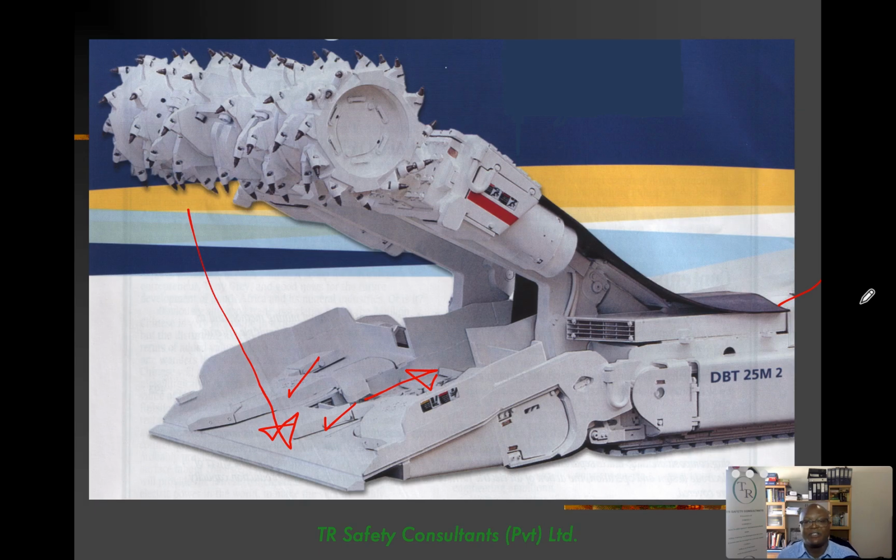Now, most of this equipment is electrically powered. Talking about 1,000 volts going into one piece of equipment. So they use a lot of electricity, which is quite dangerous.